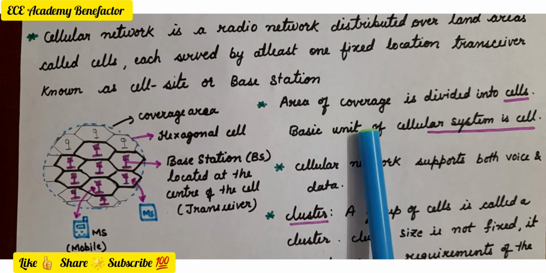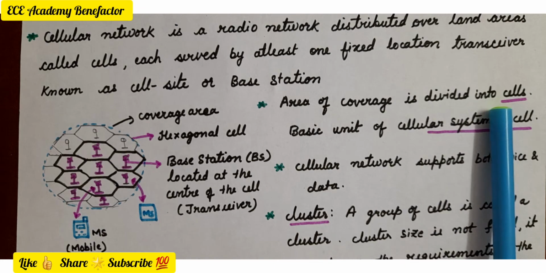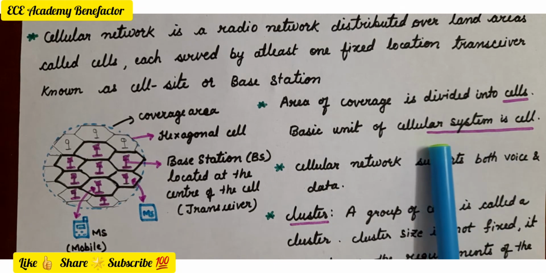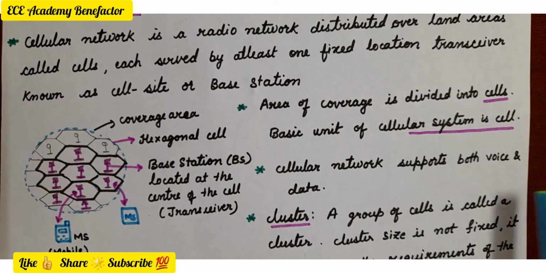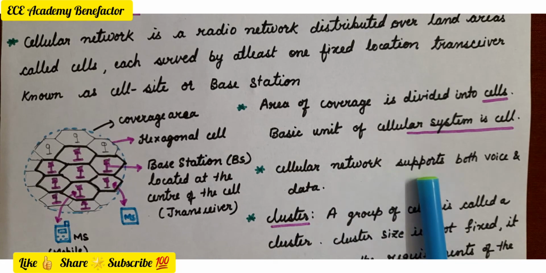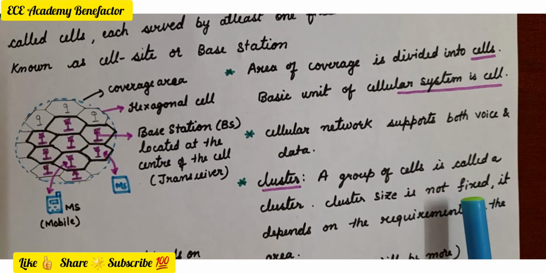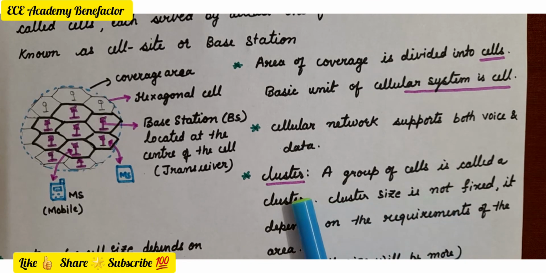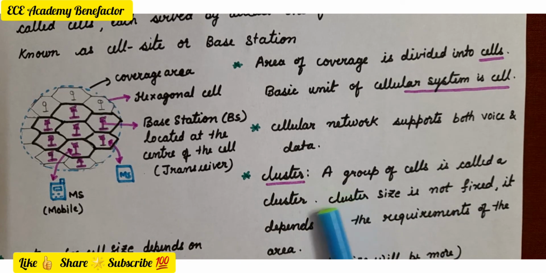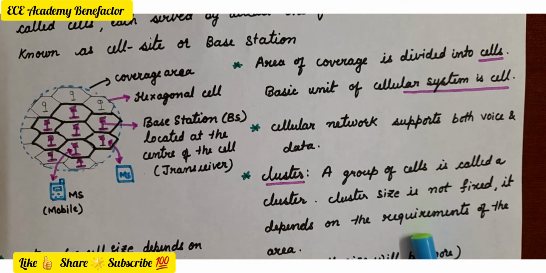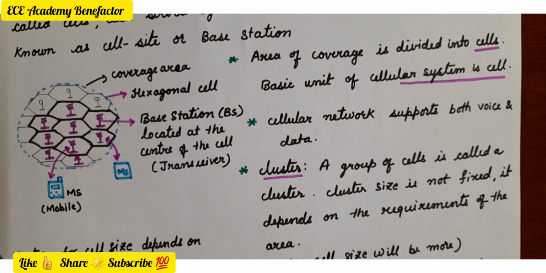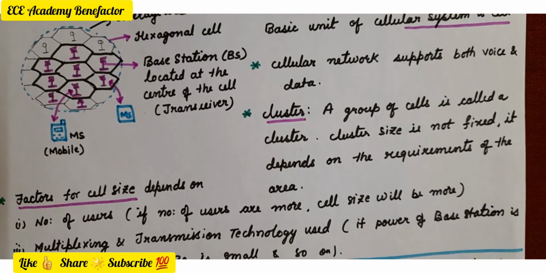The first point is that the area of coverage is divided into cells. The basic unit of a cellular system is the cell. The next point, a cellular network supports both voice and data. The next definition is cluster. A group of cells is called a cluster, and the cluster size is not fixed. It depends on the requirement of the area, that is, depending on the number of users in that particular area, the cluster size will be decided.